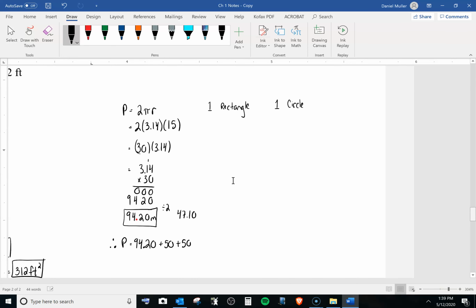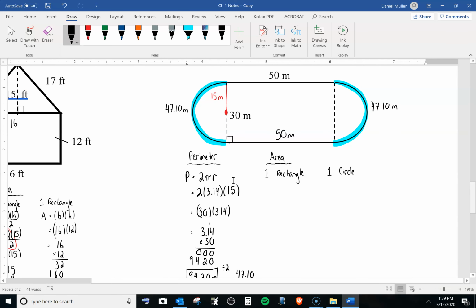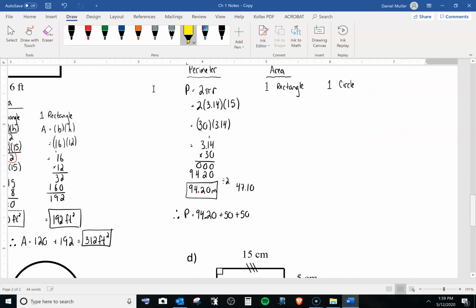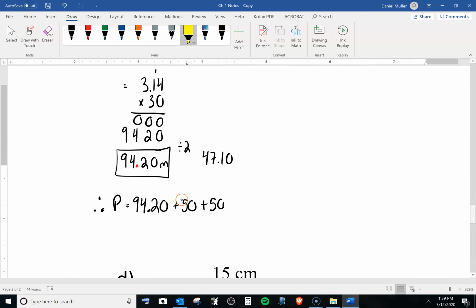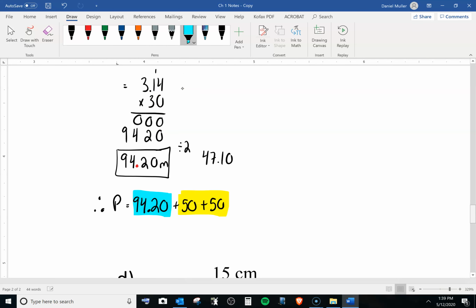So if I just zoom out a little bit here, I have the two 47.10s on the end, plus the 50, plus the 50. So that's where these 50s come in. And the two 47.10s are those. So 50 and 50 is just 100. So 100 plus 94.2 is 194.2 meters. So that is our perimeter.